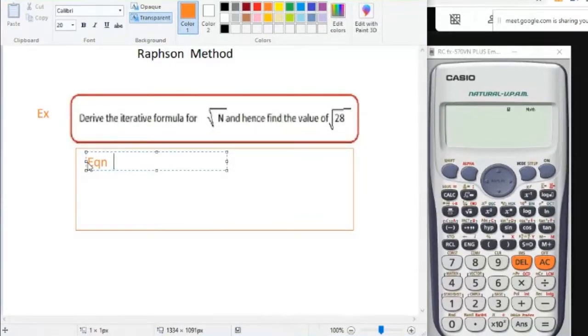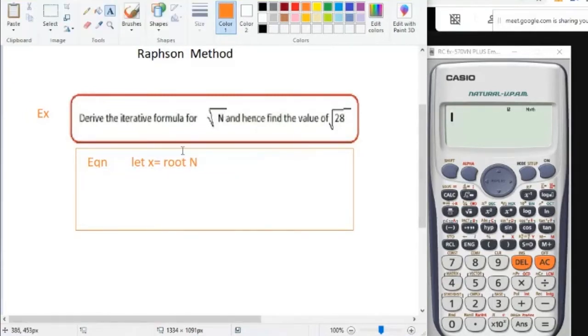How will I do that? He said, derive the iterative formula for root n. Then I will tell him, assume x equals root n. I will write the root to be clear. Then here I assume that I have root n.